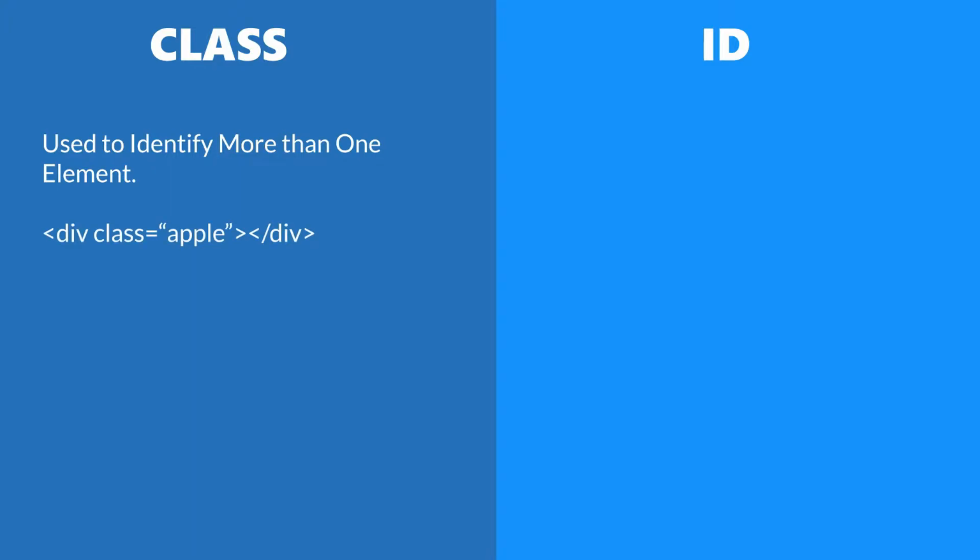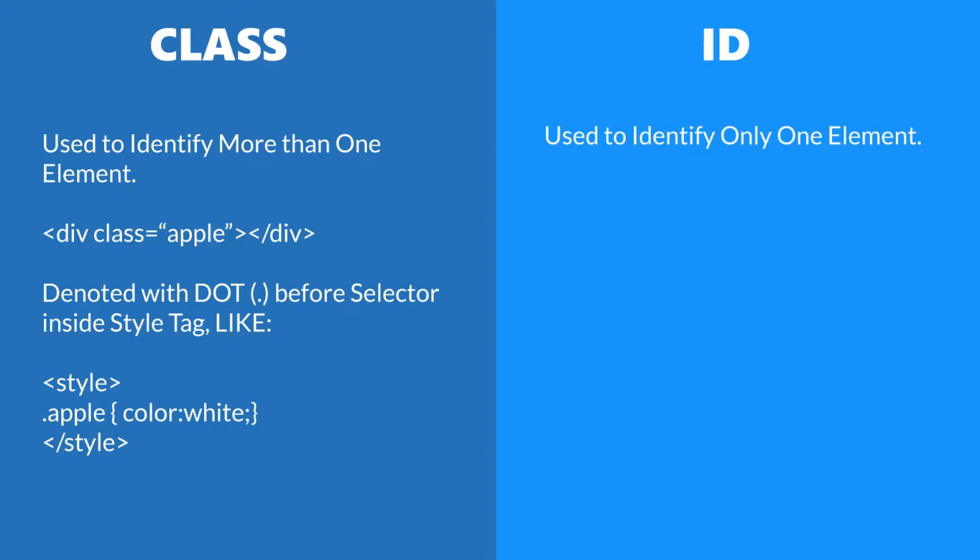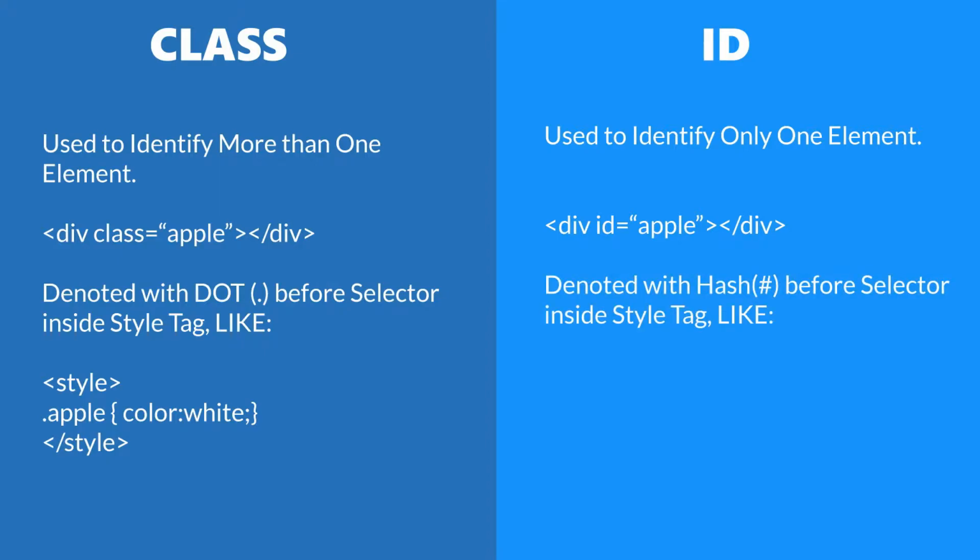It can be written in the opening tag of the div like this, denoted with a dot before the selector inside the style tag, like the below example. ID is used to identify only one element. It can be written in the opening tag of the div like this, denoted with a hash before the selector inside the style tag, like the given example.